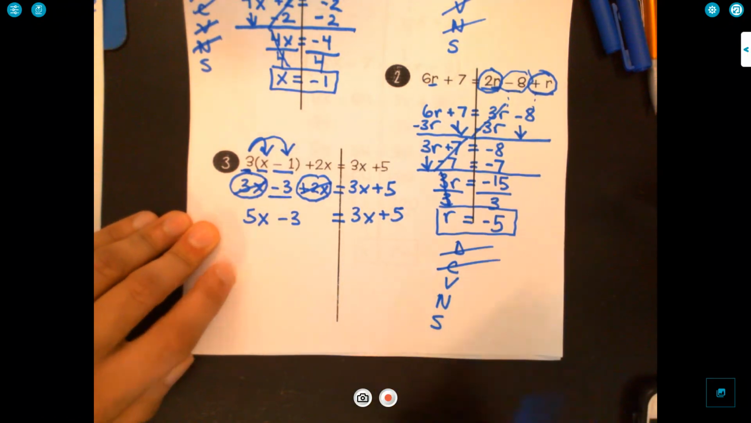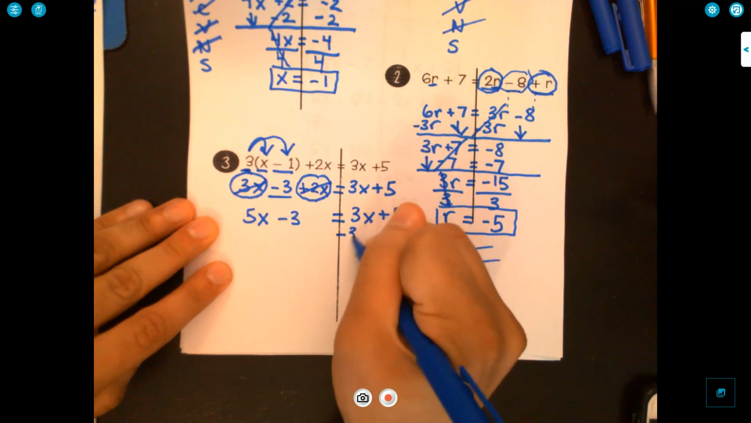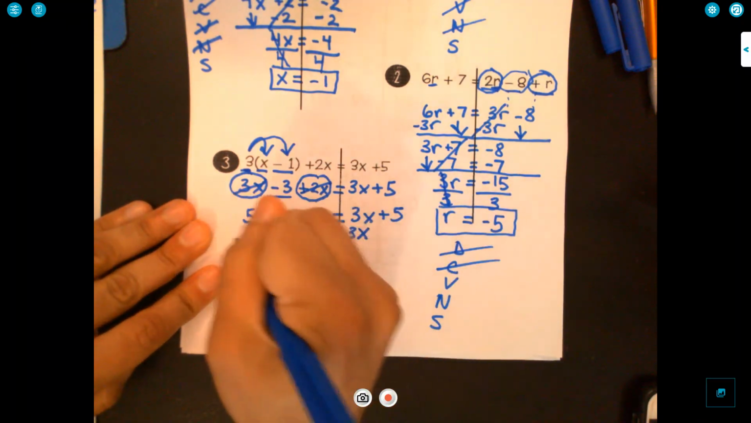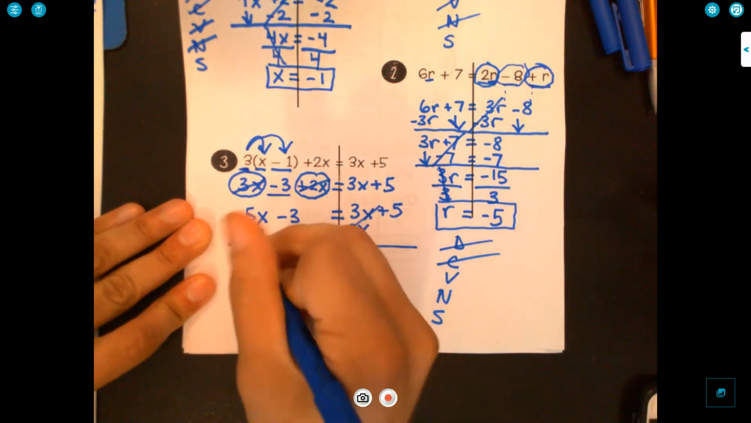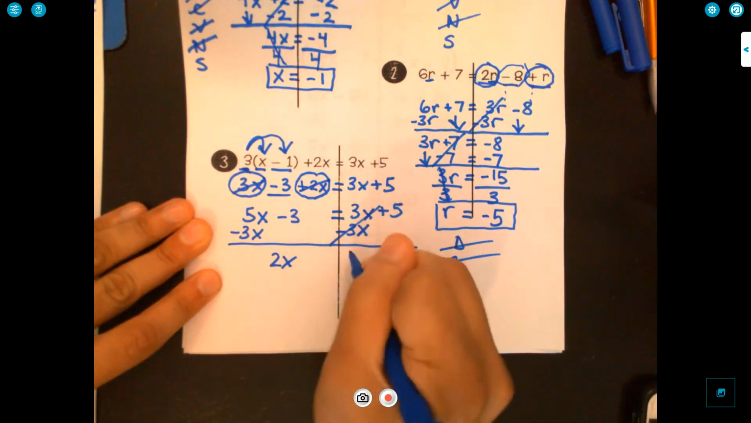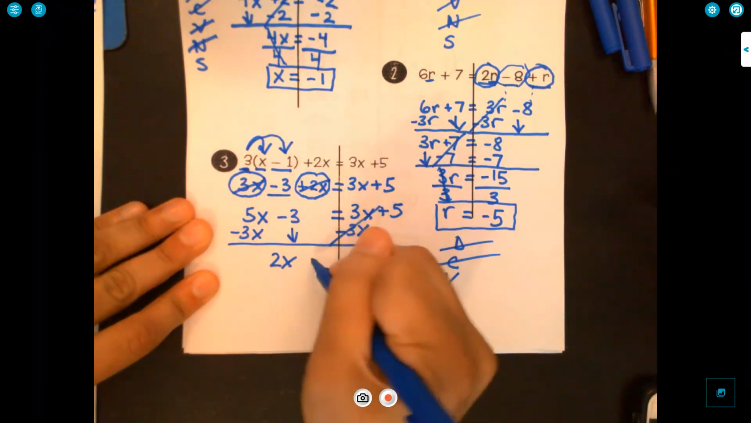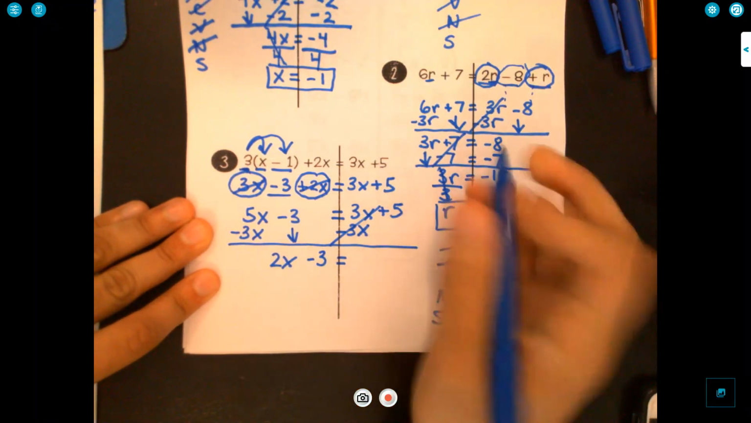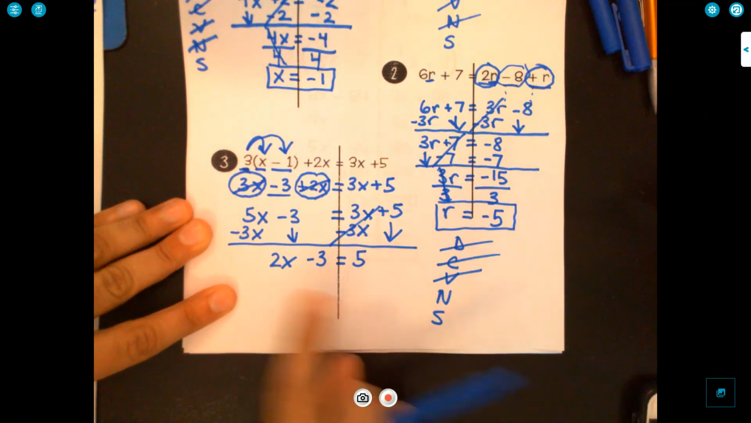So now we need to move the variable. I'm going to move this 3x. Get that equal to 0. So that comes out to 2x. I'm going to write it over here to the right a little bit so that way I'm closer to the line. Bring down our negative 3 is equal to positive 5. Bring down your positive 5. Right, move your variable. We've got variable on one side now.